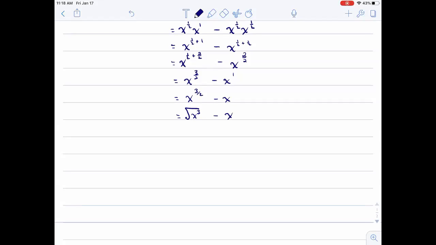There's a couple of different options for that x to the 3 over 2. You could keep it as x times root x, pulling out that x. Either way I would consider it simplified. Okay, nice. Any questions with that one?